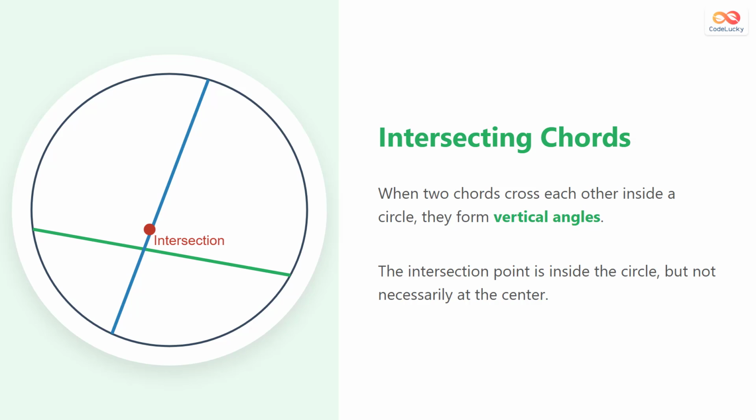Now, imagine we have 2 of these chords, and they cross each other somewhere inside the circle. When they intersect, they form 4 angles. Because they are straight lines, the angles opposite each other are vertical angles, which means they are equal in measure.